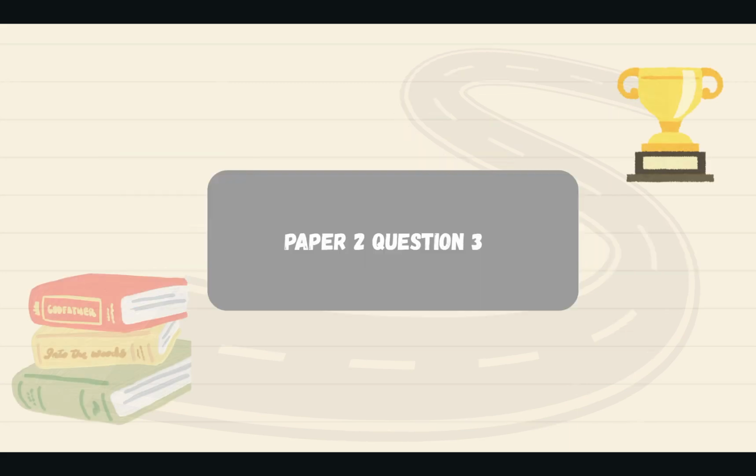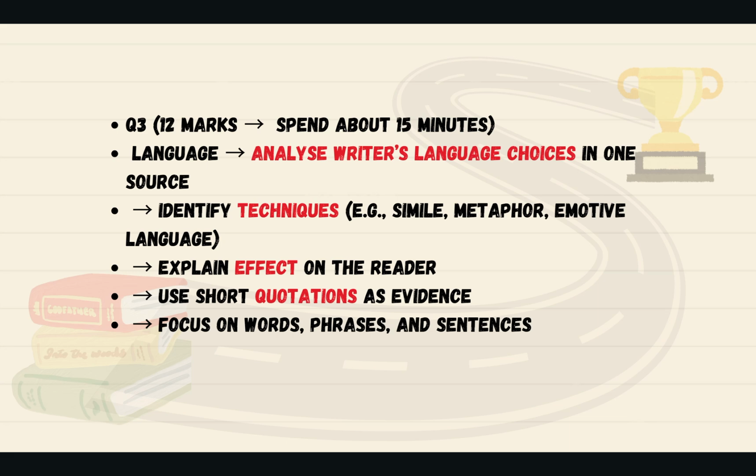Paper 2 question 3 is 12 marks, and I'd recommend spending about 15 minutes on this question. You have to look at language in this question, so you have to analyse the writer's language choices in one source. You have to identify language techniques such as similes, metaphors and emotive language, and explain the effect on the reader. You have to use short quotations as evidence and look at the effect, and you have to focus on key words, phrases and sentences. This question is the same as the Paper 1 question 2 language analysis question.